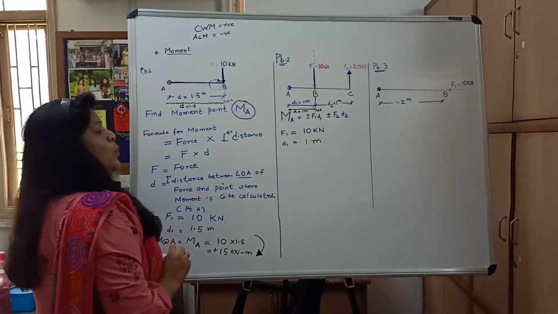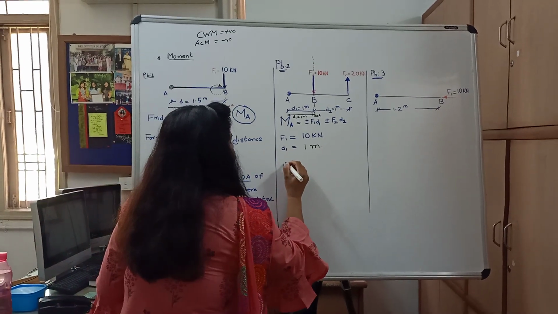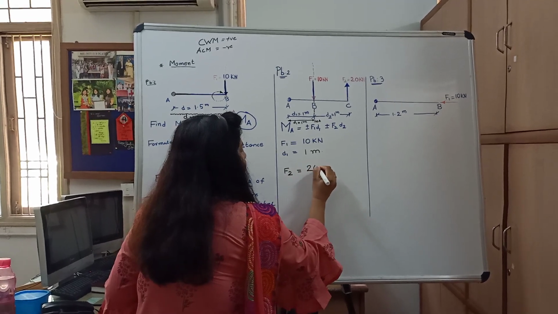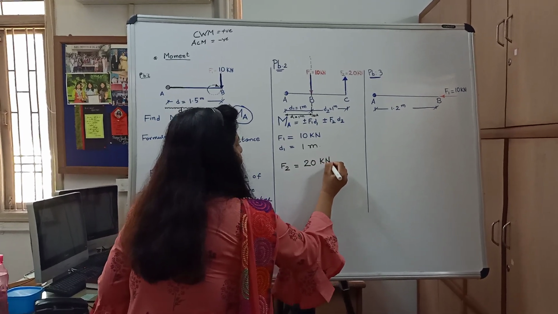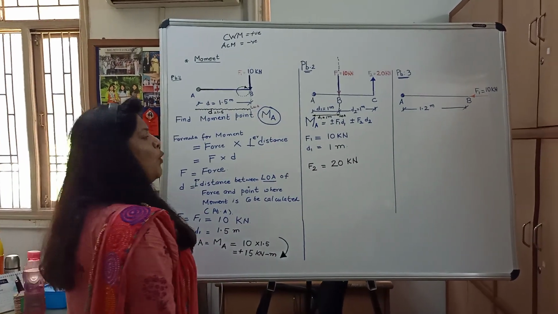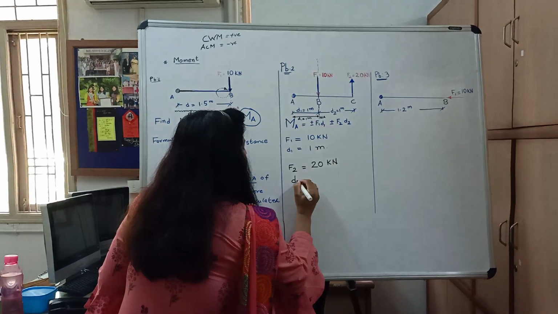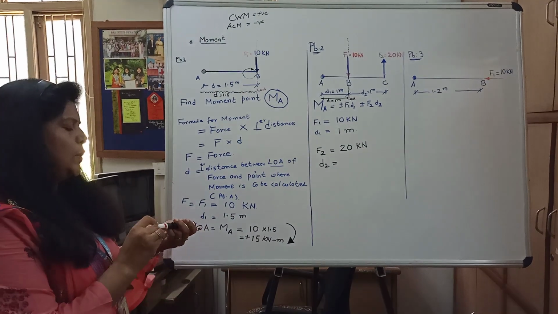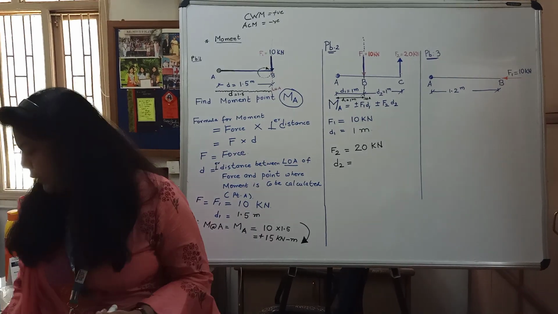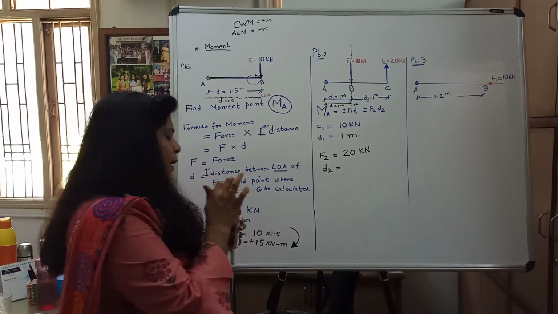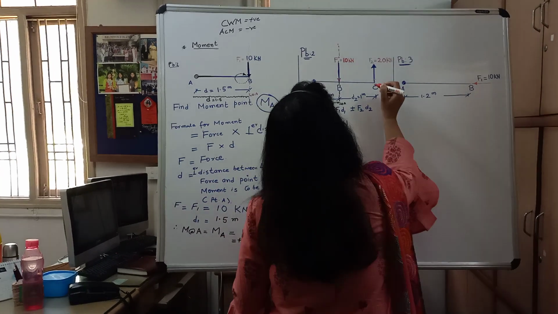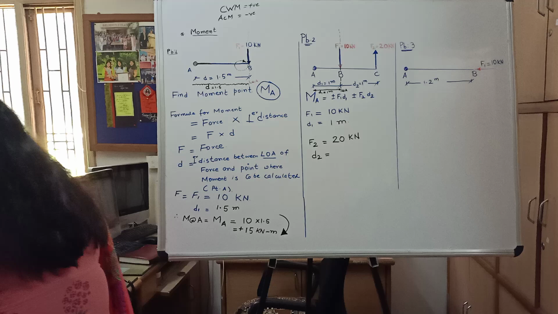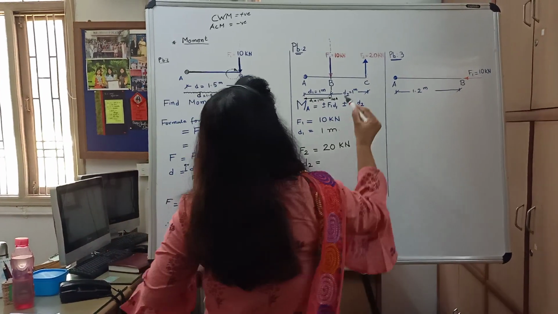Now, second is your F2 force. What is the magnitude? 20 kilonewtons. So we show 20 kilonewtons. Now what will be the distance D2? Again I have to first find the line of action of the force. The line of action of the force will be extended in the vertical downward direction and vertical upward direction.